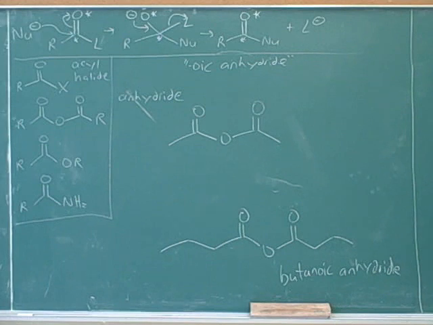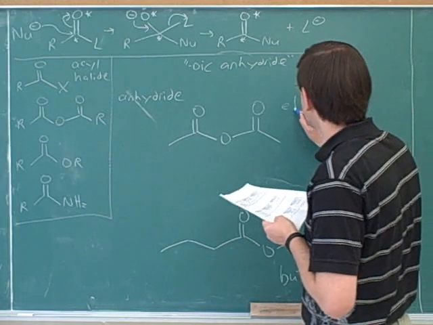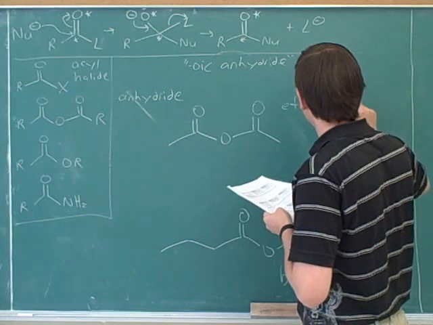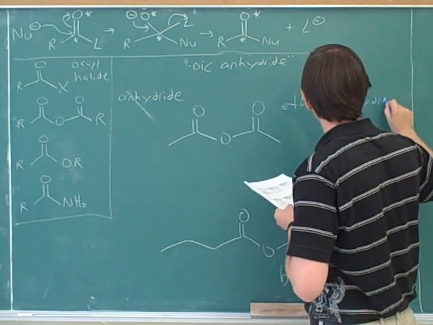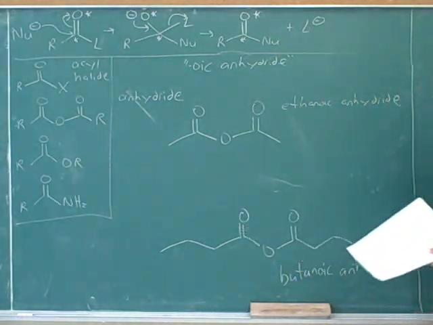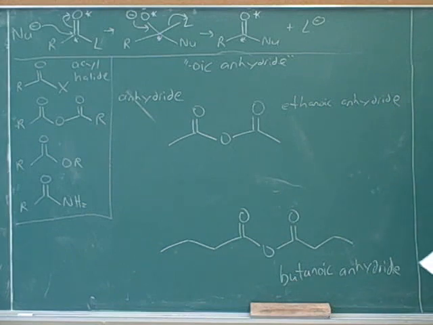Name this. By the IUPAC system, it would be ethanoic anhydride. Good. Two words. And it looks like you were noticing that there would also be a common way of naming this.